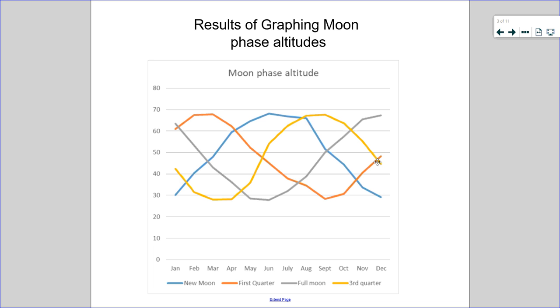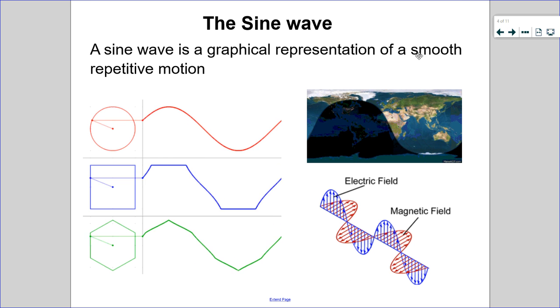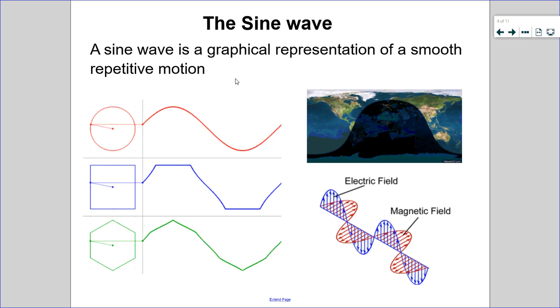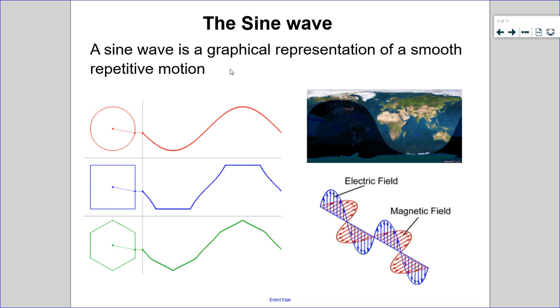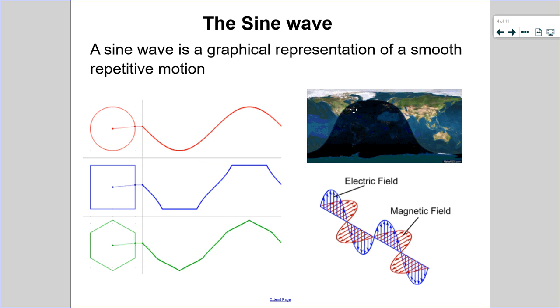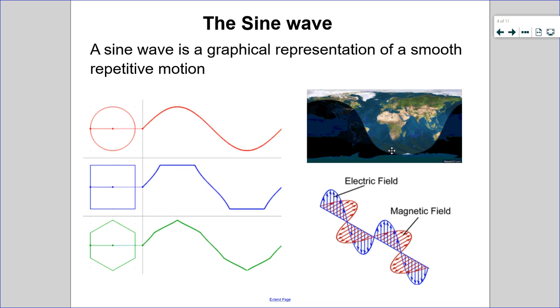This should look kind of reminiscent of something. When you were filling it out, you may have seen that there's kind of a double helix aspect going on. That shape is actually a common theme throughout the whole year. We haven't much talked about it, but it's got a name, and it's called a sine wave. A sine wave is a graphical representation of a smooth repetitive motion. You may have seen it when you had the solar terminator exercise that we were doing.